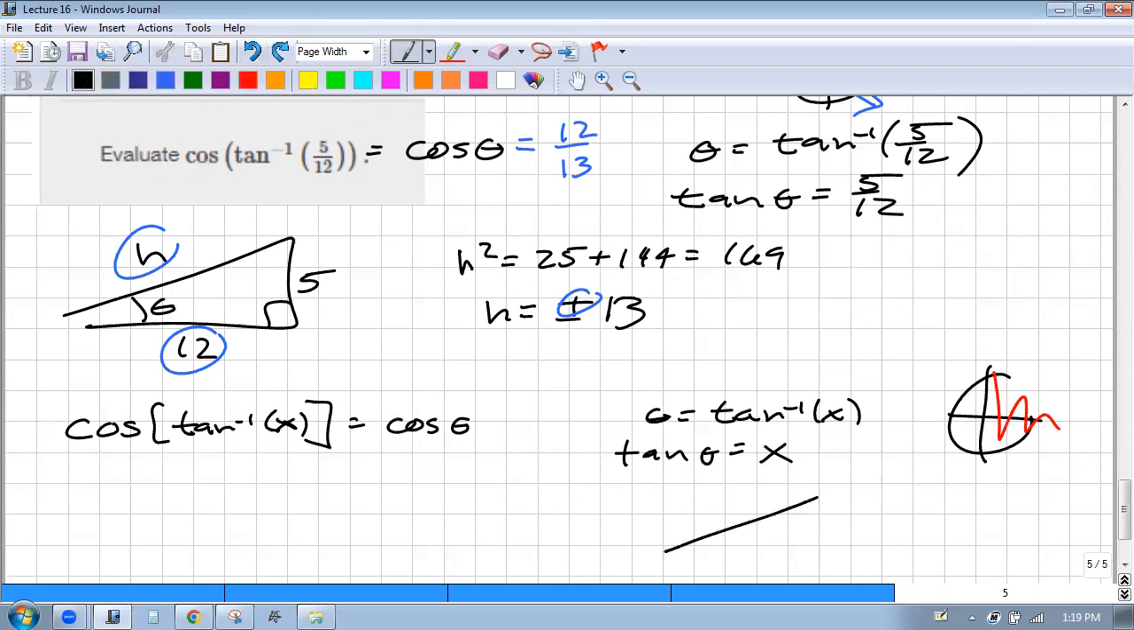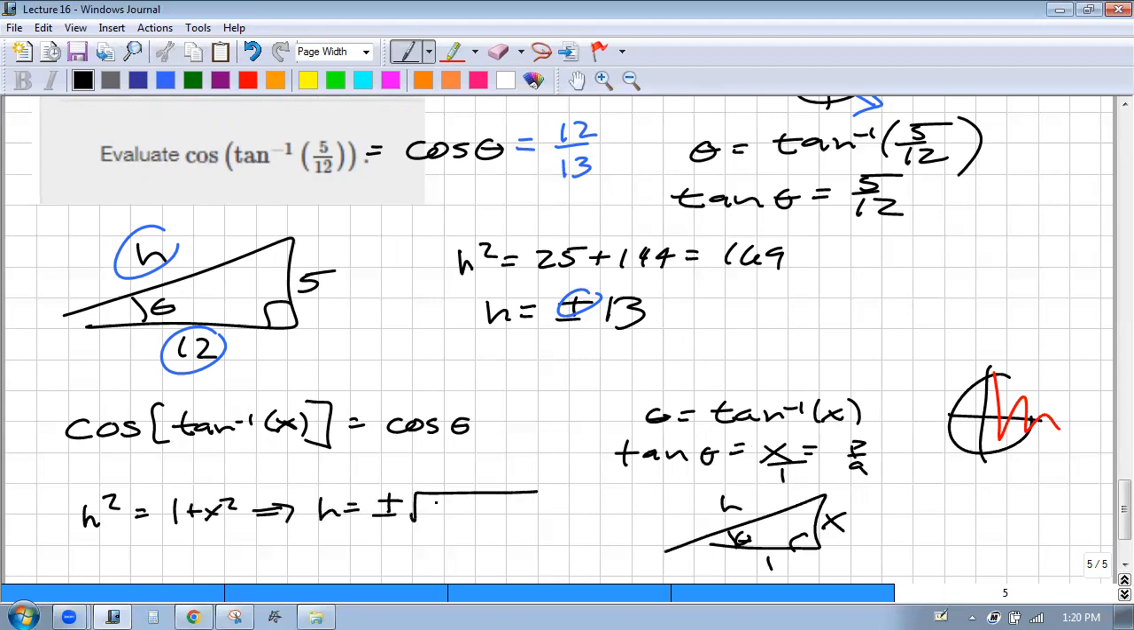I draw my little triangle here. I'd be like, okay, theta. Tangent is opposite over adjacent. I could call this x over 1. Opposite over adjacent. What's h? Well, I know that h squared is 1 squared plus x squared. So therefore, h is positive or negative square root of 1 plus x squared. So this guy has to be adjacent over hypotenuse.